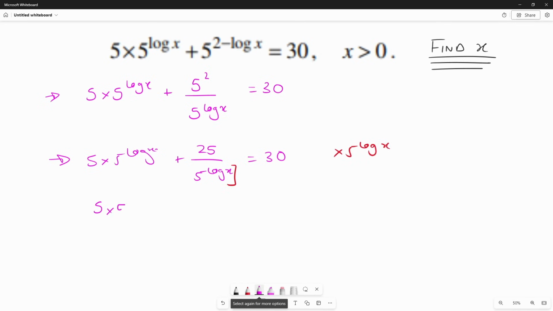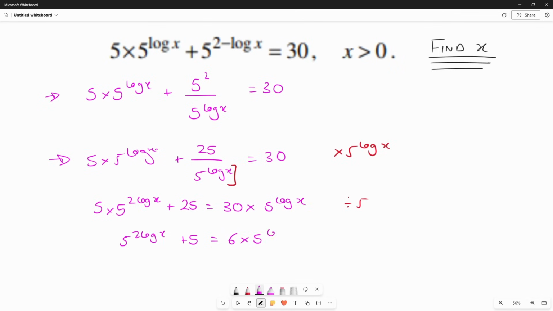So we'll get 5 times 5 to the power of 2 log x, because of course one lot of log x plus another lot of log x will get 2 lots of log x, plus 25 equals 30 lots of 5 to the power of log x. Now we can actually divide through by 5, which will make this a lot easier to work with. So if we divide both sides by 5, we'll just get 5 to the power of 2 log x plus 5 equals 6 lots of 5 to the power of log x.